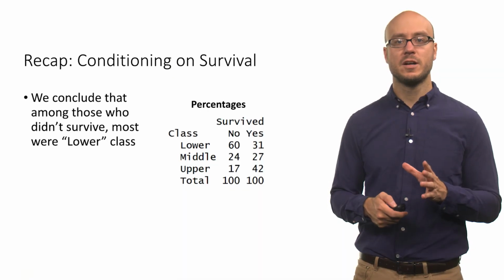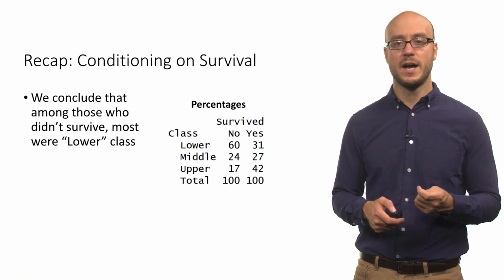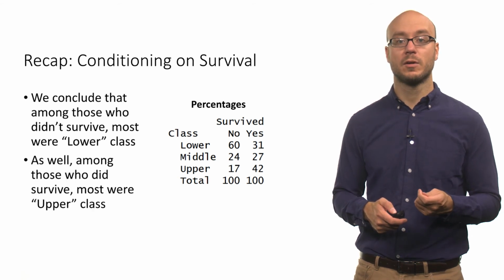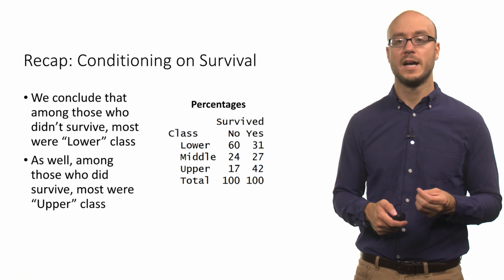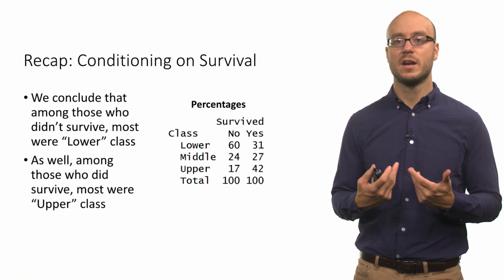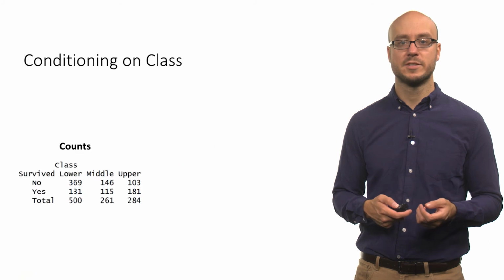When we condition on survival, we can conclude that among those who didn't survive, most, in fact, were in the lower class. As well, among those who did survive, most were in the upper class. So this suggests some kind of relationship between surviving the Titanic and one's passenger class.